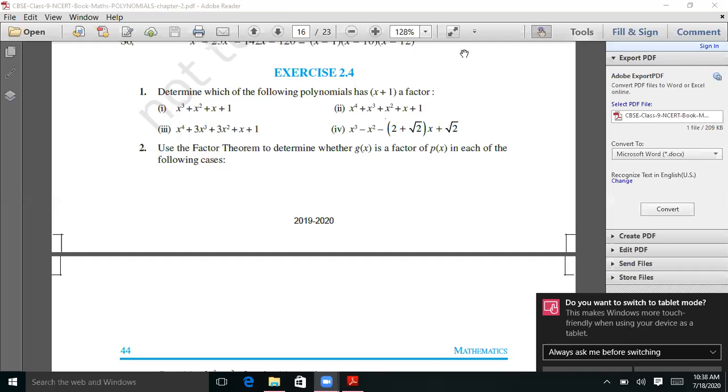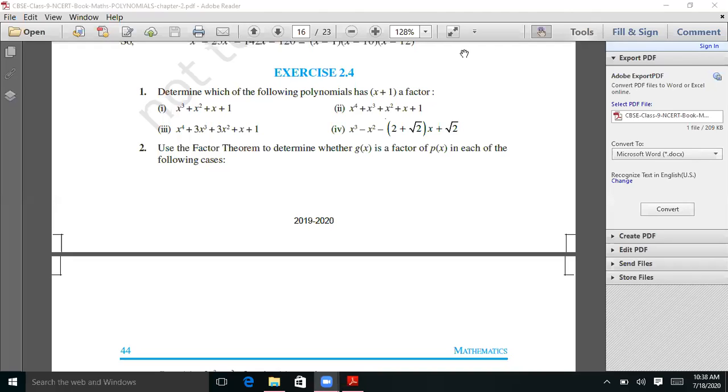Today we'll start exercise 2.4. First question is, determine which of the following polynomials has x plus 1 as a factor. Here you are to tell from these four polynomials x plus 1 किसका factor है, right?